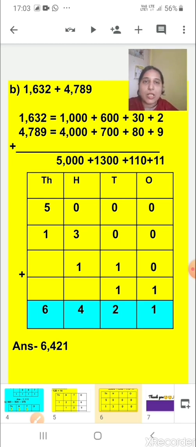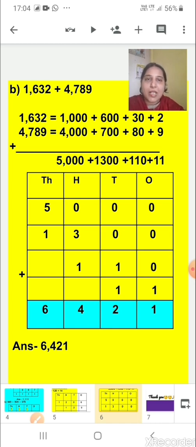So number B is 1632 plus 4789. So first we will write the expanded form of 1632, which will be 1000 plus 600 plus 30 plus 2. And what will be the expanded form of 4789? It will be 4000 plus 700 plus 80 plus 9.